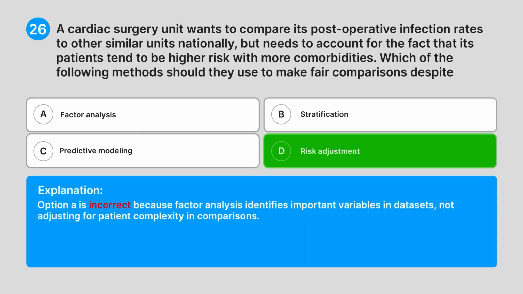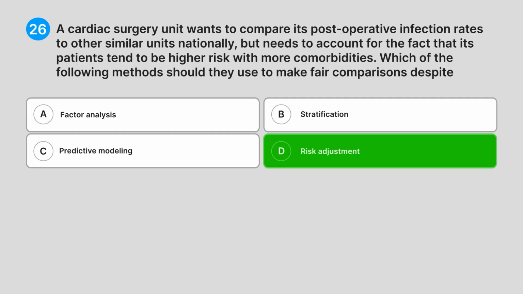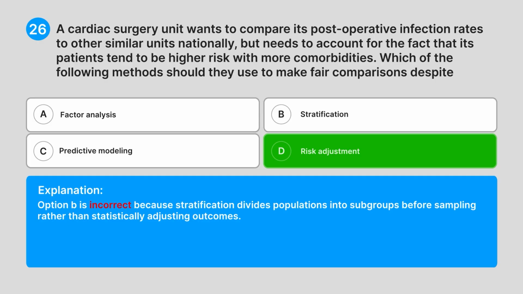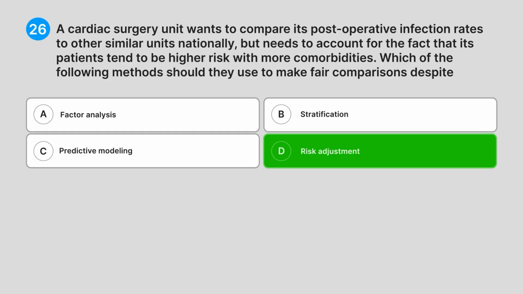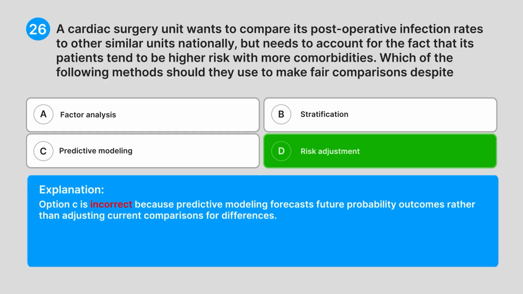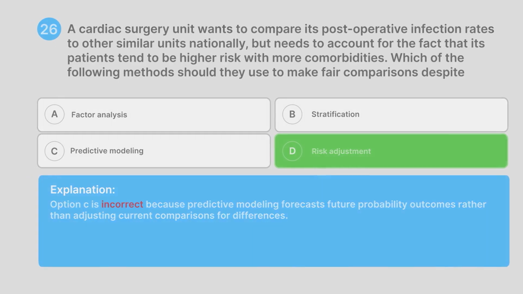Option A is incorrect because factor analysis identifies important variables in datasets, not adjusting for patient complexity and comparisons. Option B is incorrect because stratification divides populations into subgroups before sampling, rather than statistically adjusting outcomes. Option C is incorrect because predictive modelling forecasts future probability outcomes rather than adjusting current comparisons for differences.